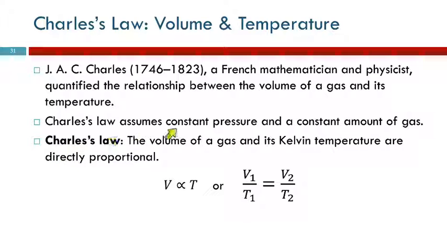And to use Charles' law, we have to assume that the pressure is constant and the amount of gas is constant. Because if those are changing, then all bets are off. Well, not really, but you get in more variables. So we can say this: the volume of a gas and its Kelvin temperature are directly proportional. This doesn't work with Celsius. So volume is proportional to temperature, or V1 over T1 equals V2 over T2.